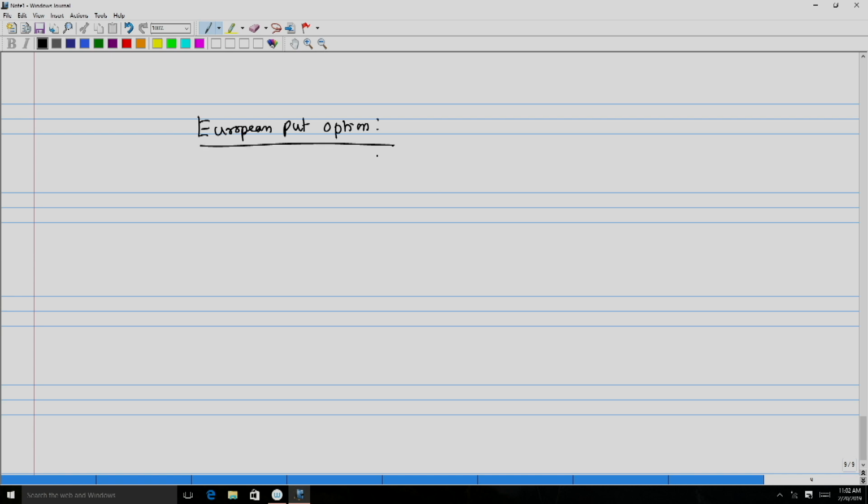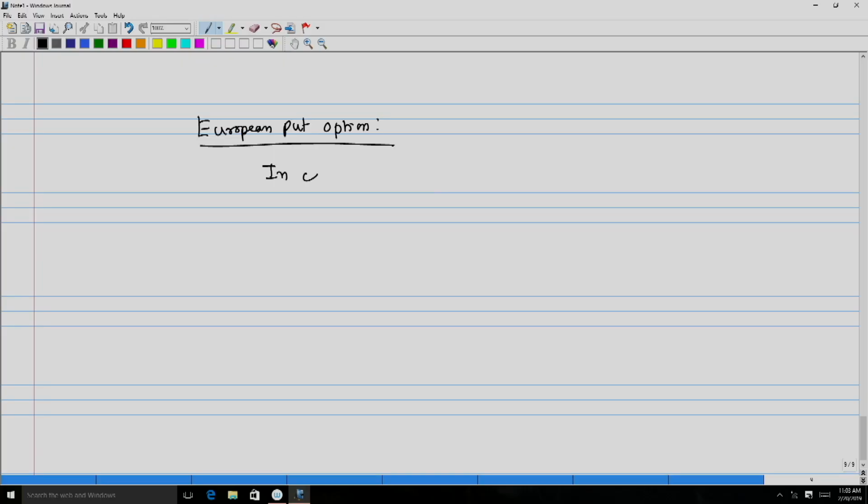Remember, in case of the European put option, the party A, who is the owner of the option, is also the owner of the underlying asset, and they have the right to sell the underlying asset. So let us see what is the analogous situation in case of the put option, extending what you have already seen just now in case of the European call option.